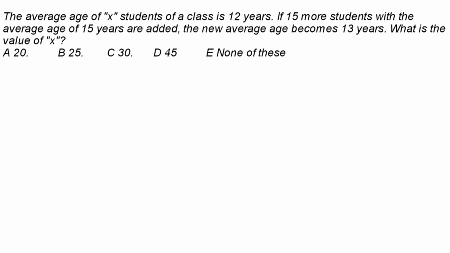The average age of X students of a class is 12 years. If 15 more students with the average age of 15 years are added, the new average becomes 13 years. What is the value of X?